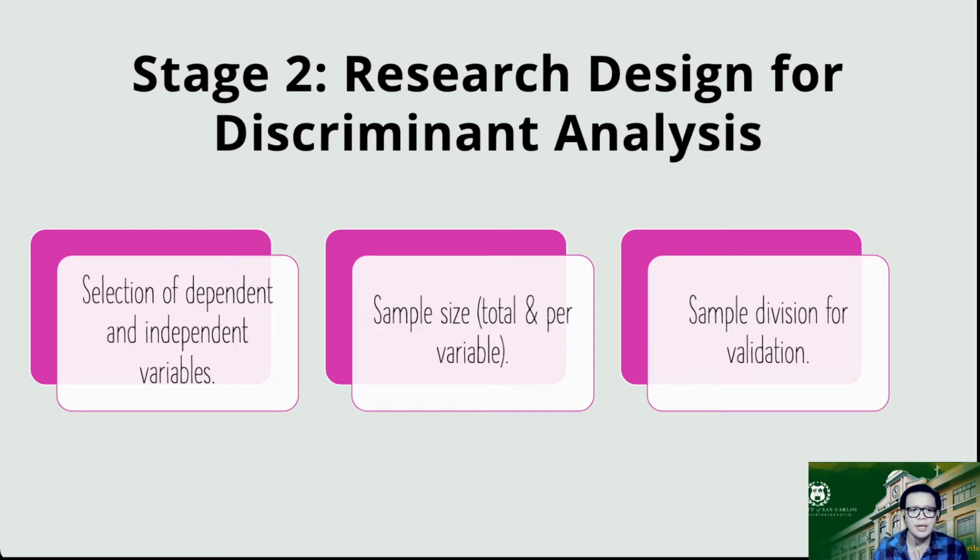And for this one, it has something to do with the selection of the dependent and independent variables. And perhaps we can somehow determine the sample size, which is the total and per variable. So the sample size should be immense, meaning to say that it wouldn't work if we have a low sample size. And somehow we need to consider equal sample size as well, and also sample divisions for validation purposes.